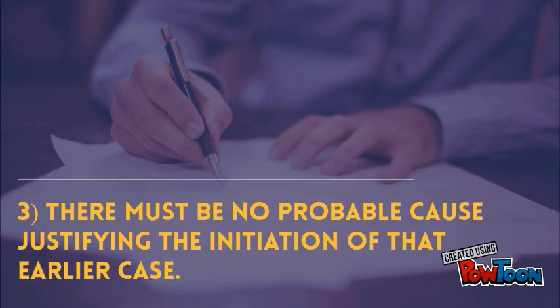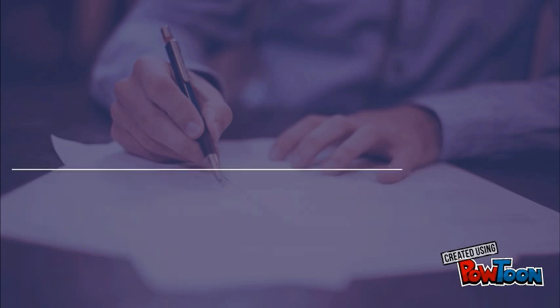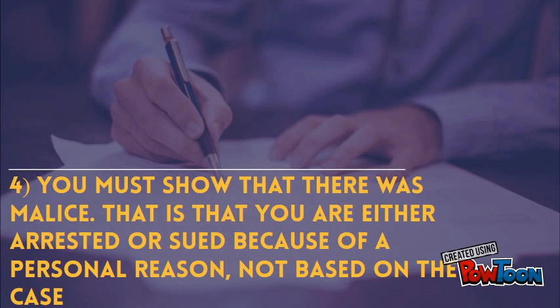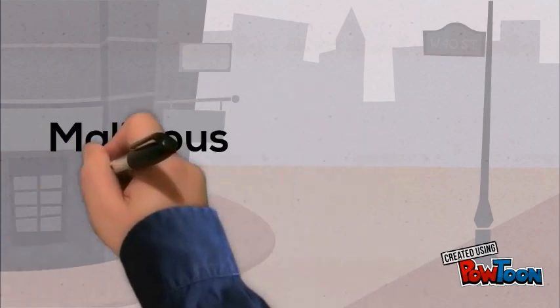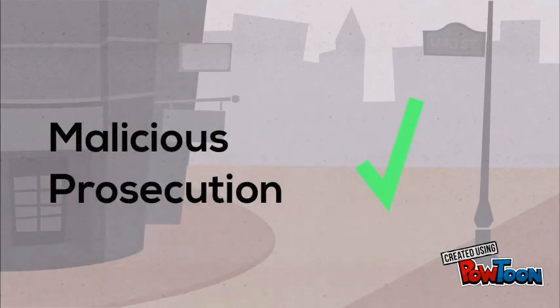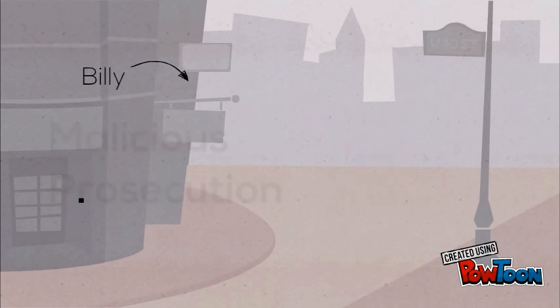Number 3, there must be no probable cause justifying the initiation of that earlier case. Number 4, you must show that there was malice. That is, that you were either arrested or sued because of a personal reason, not based on the case. Now that we have an idea of what a malicious prosecution is, let's see an example.